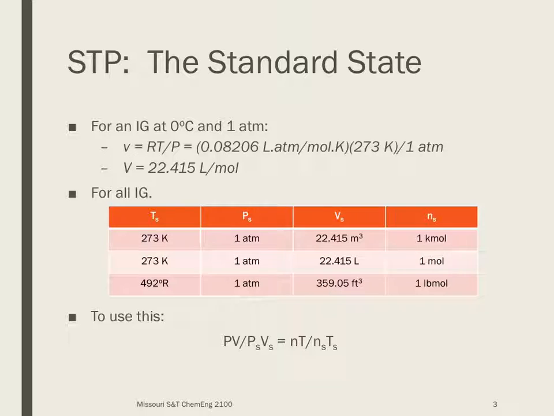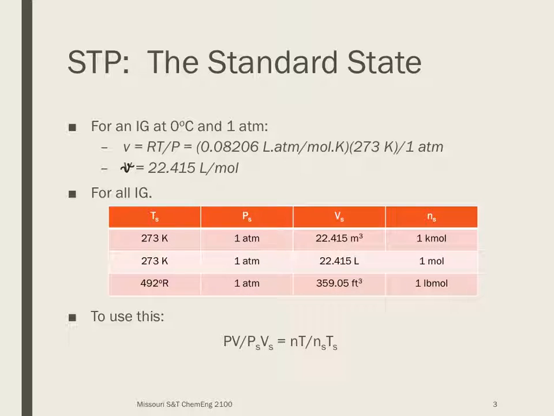But traditionally, the STP, standard temperature and pressure, are going to be at 0 degrees C or 273 Kelvin and 1 atmosphere. If you convert this over to degrees Rankine, that's 492 degrees Rankine. At this particular temperature and pressure for an ideal gas, the specific volume is going to be 22.415 liters per mole. Now that should be a lowercase v, not a capital V. Sorry about my poor quality typing.